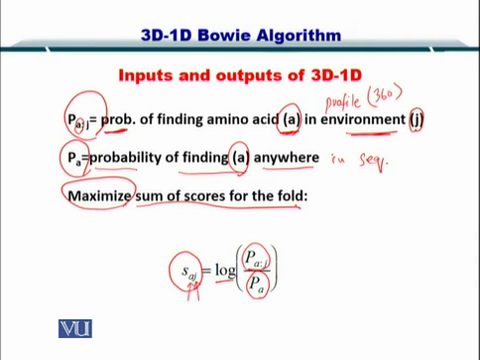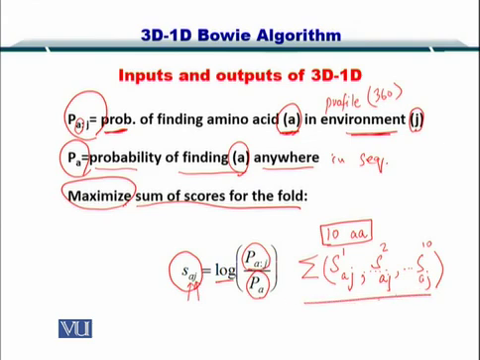All you have to do is to maximize the sum of these scores for the fold. So in the fold, there will obviously be multiple amino acids. So let's say if you have 10 amino acids in a fold, then you have to sum all these S(A,J)s and maximize them. So this will be the score that will be the profile used to predict the structure.